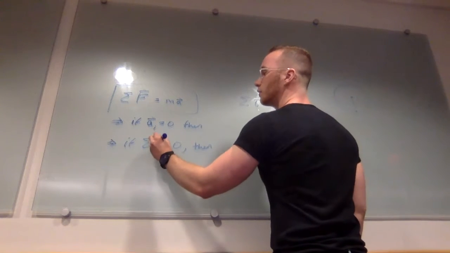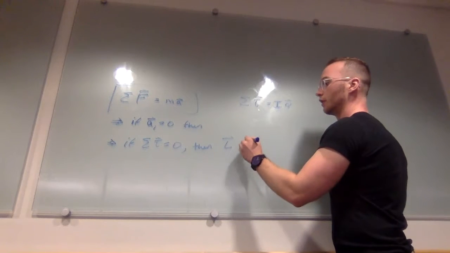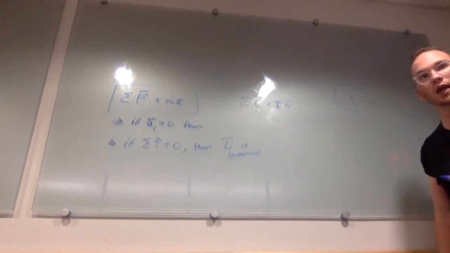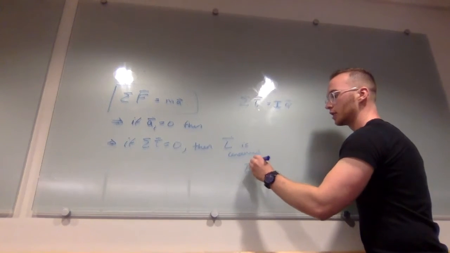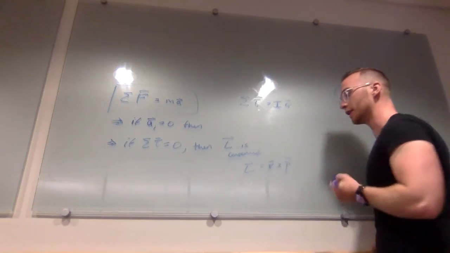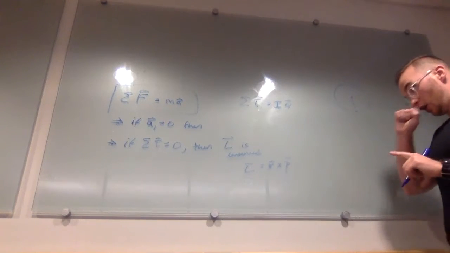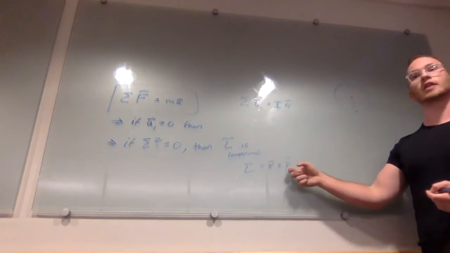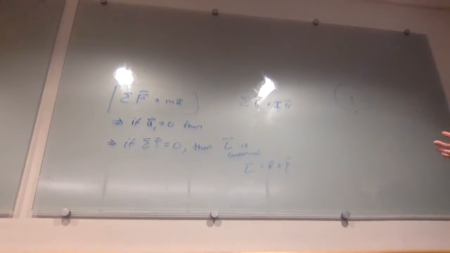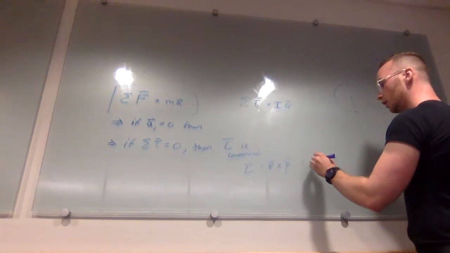Now, if the sum of the torques is 0, then L is conserved, where this is angular momentum. We can write angular momentum as r cross p, where p is linear momentum. Now this might not be a good way to write it if p is constantly changing. If something's moving in a circle, then p is constantly changing. The magnitude might not, but the vector would. And it might be a little hard. You also might want to write I omega.